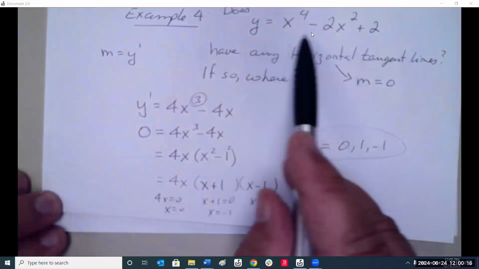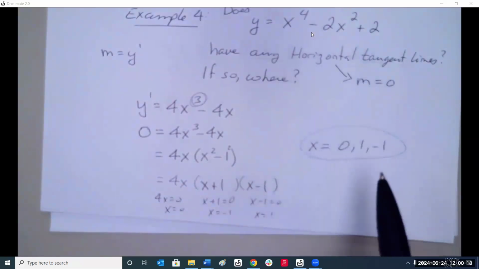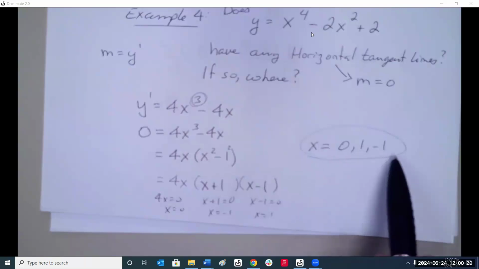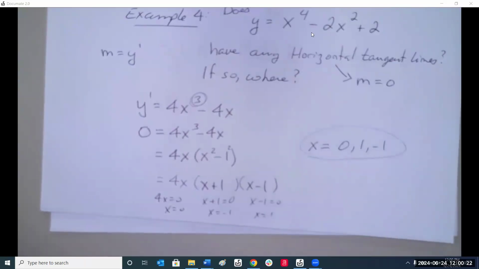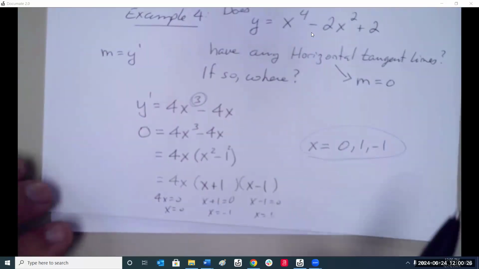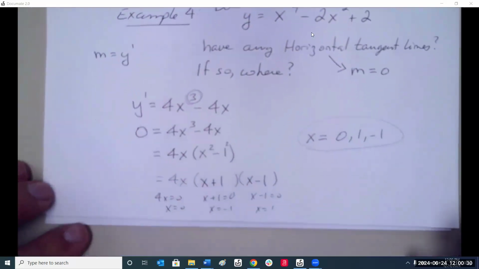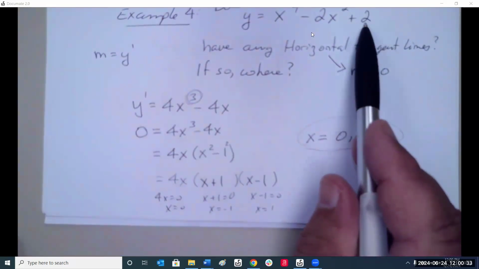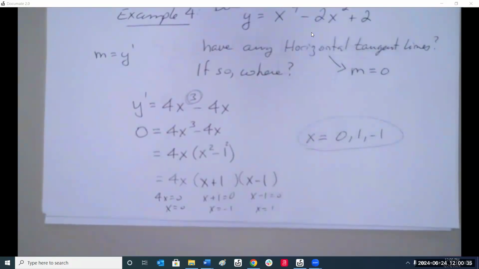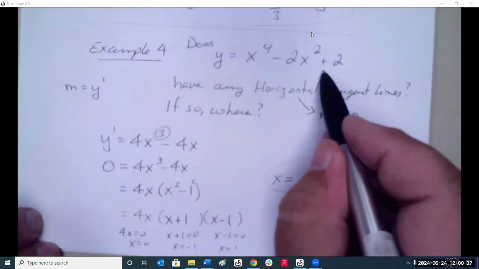If we were going to graph this function, what will these find for us? No. Because to find the x-intercepts, we have to set this one equal to 0. And we know it's not going to be equal to 0 because there's no way it could work. Not the y-intercept. The y-intercept is 2.